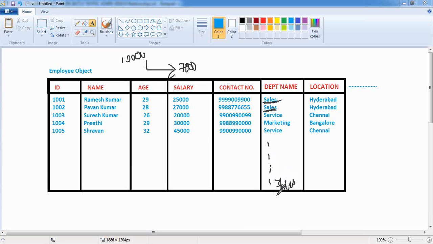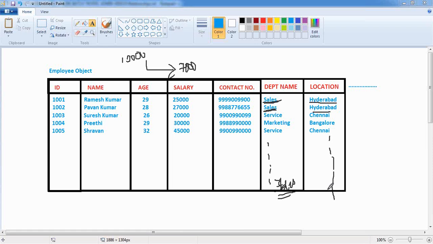So that means this department name sales will keep on repeating 7,000 times. At the same time, along with the department name, we are storing the location of the department also. So this Hyderabad also keeps on repeating, for how many times? 7,000, because we have the sales department in only one place, that is Hyderabad.